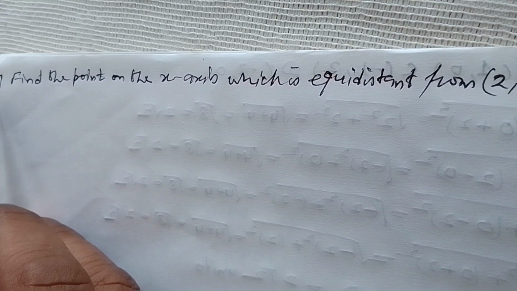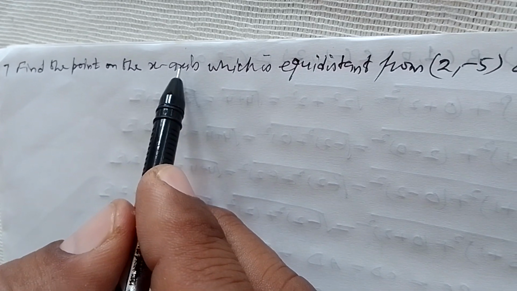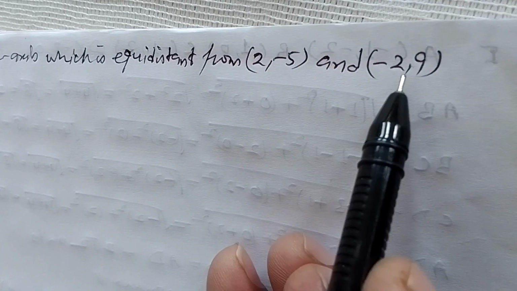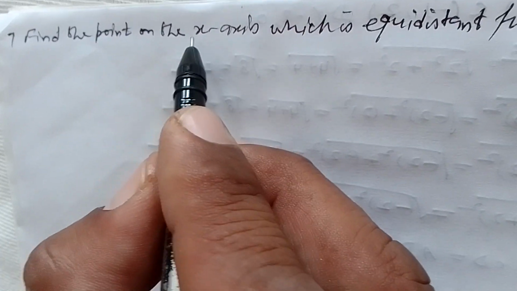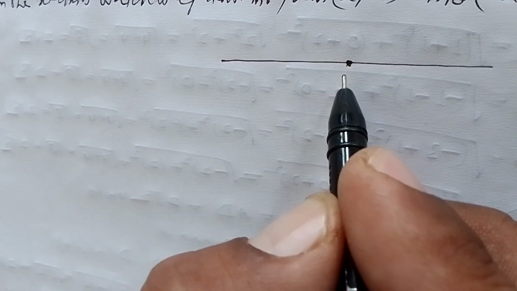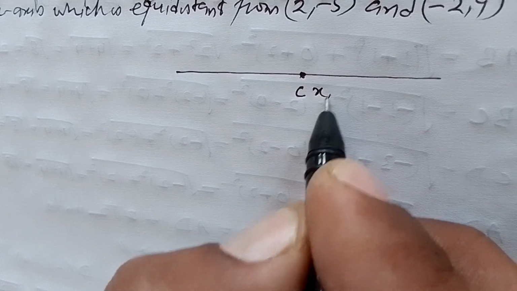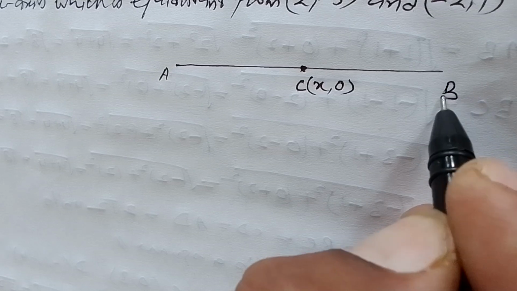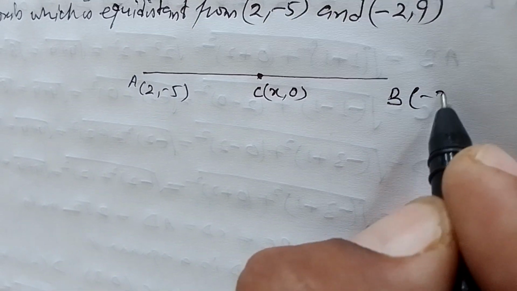The seventh question: find the point on the x-axis which is equidistant from 2, minus 5 and minus 2, comma 9. Since this is a point on the x-axis, the y coordinate of this point will be 0. So we will consider this point as C, whose coordinates are x comma 0. A point is 2 comma minus 5, B point is minus 2 comma 9.